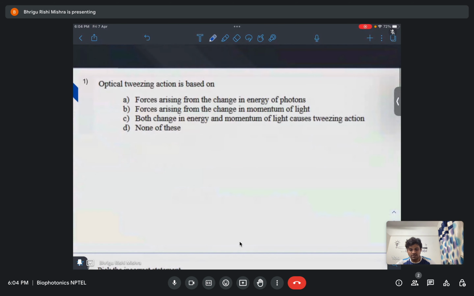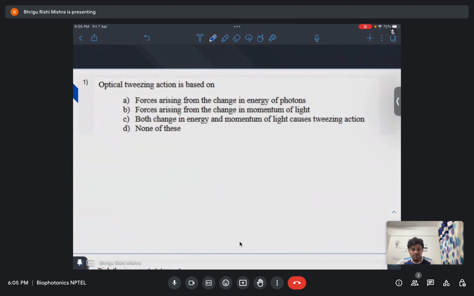The first question is, optical tweezing action is based on: A. Forces arising from the change in energy of photons, B. Forces arising from the change in momentum of light, C. Both change in energy and momentum of light causes tweezing action, and D. None of these. So the correct answer is B.